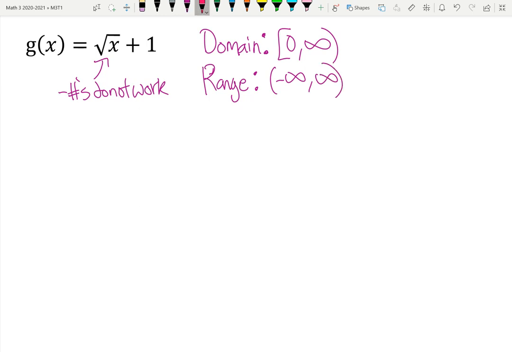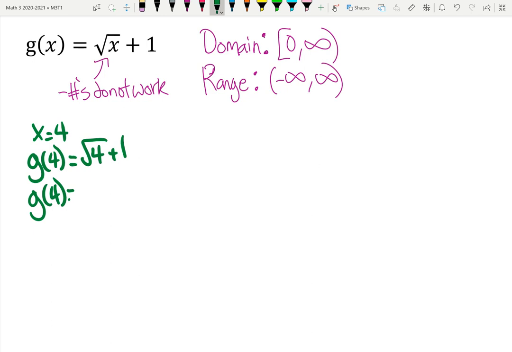The reason being is, for example, if I plug in x equals 4, that means g of 4 is going to equal the square root of 4 plus 1. The output of 4 is going to be positive or negative 2 plus 1, meaning that the output of 4 is going to be both 3 or negative 1. Notice how my outputs can be positive and negative, which is why the range is the way it is.